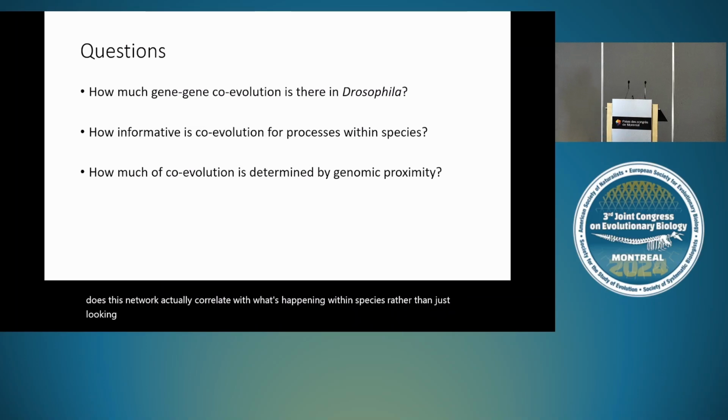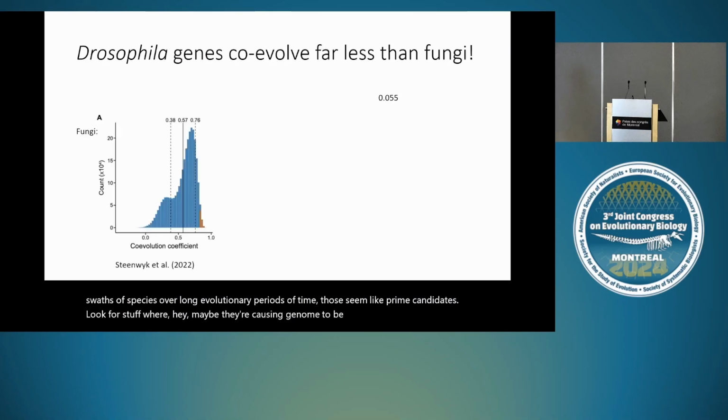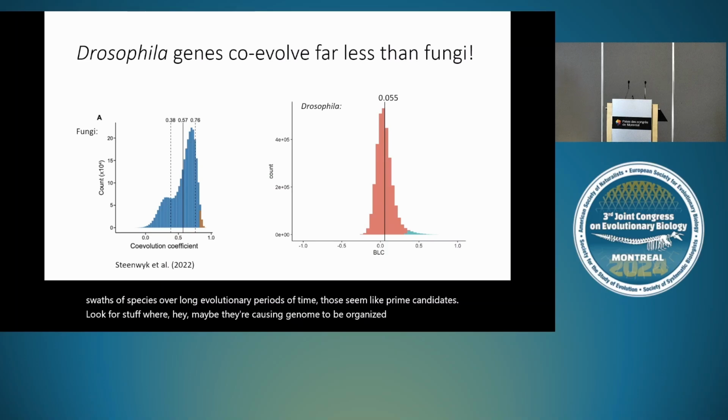And finally, something that I've always kept in my mind throughout my career is I love structural variation. I love thinking about how the genome is organized. And when you have these things that apparently are going to be co-evolving across huge swaths of species over long evolutionary periods of time, those seem like prime candidates to look for stuff where, hey, maybe they're causing the genome to be organized. So the first big result is that Drosophila genes co-evolve a lot less than fungi. I showed you this plot before from Stenwick et al.